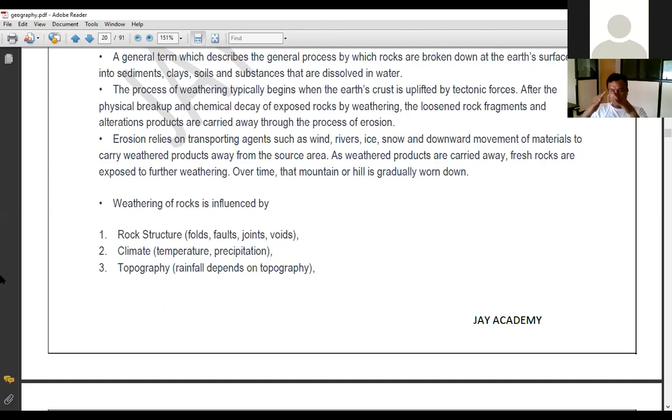And topography, obviously if there is a slope, weathering is high, and if it is plain, then obviously the weathering is very slow.